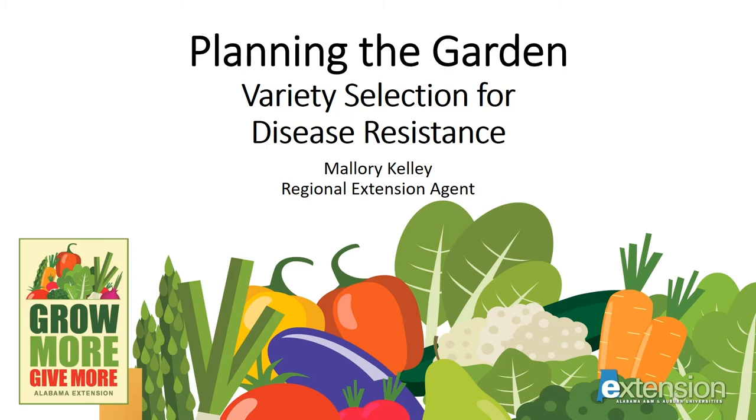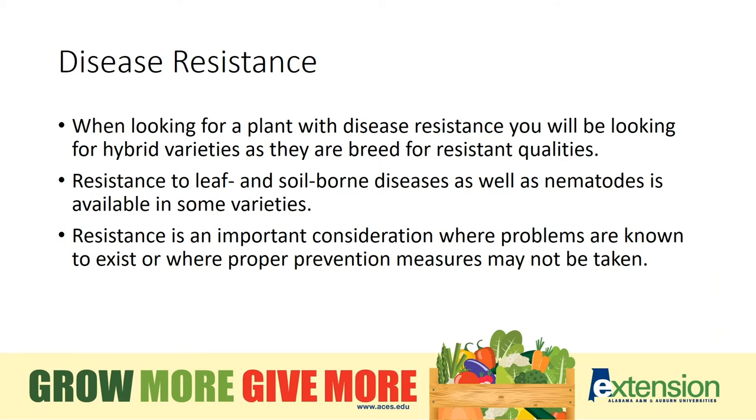Planning the Garden, Variety Selection for Disease Resistance. Disease resistance is really important in the success that you're going to have in your garden. When you're looking for a plant that has disease resistance, you'll be looking for a hybrid, as they are bred for certain resistant qualities. Resistance to leaf and soil-borne diseases, as well as nematodes, is readily available in many varieties in the garden centers. Resistance is an important consideration where problems are known to exist or where proper preventative measures may not have been taken.